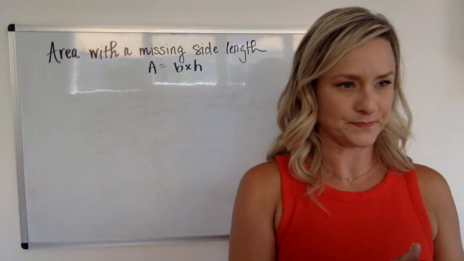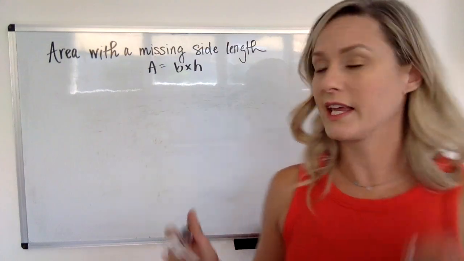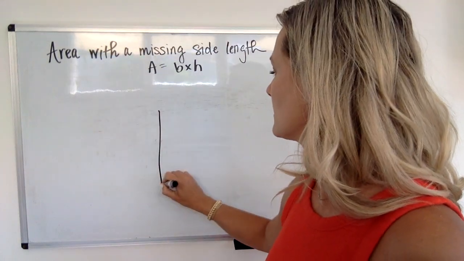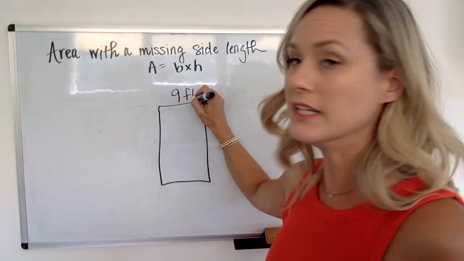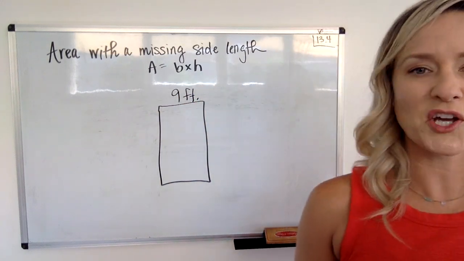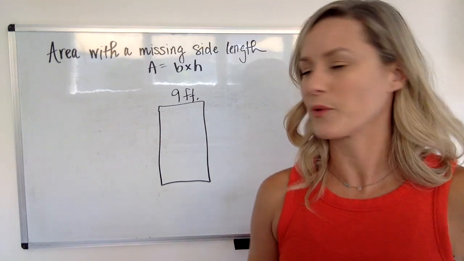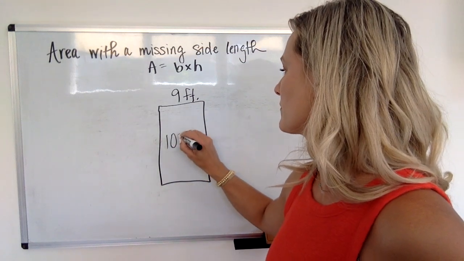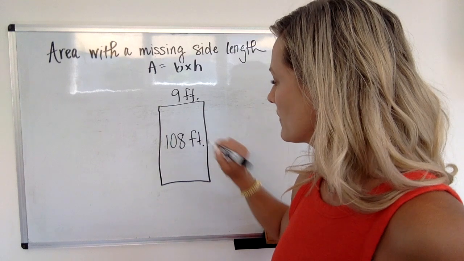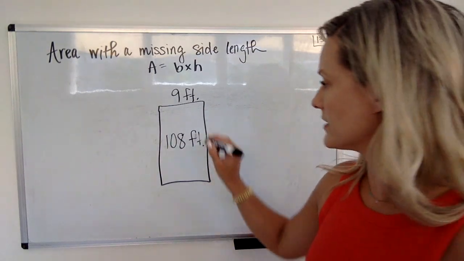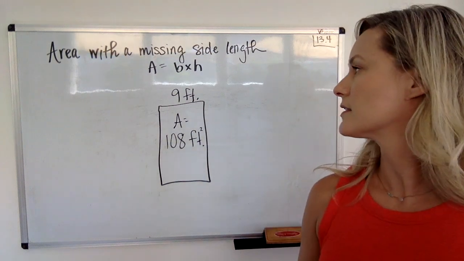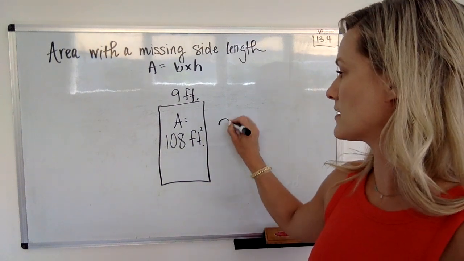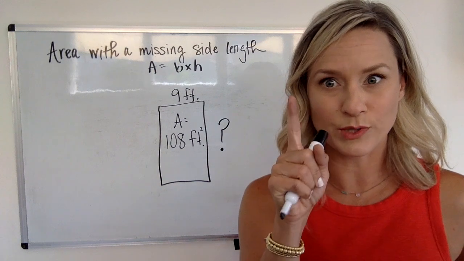Let's try another one. All right, I'm thinking, how about this? Let's go 9 feet. And let's go the area. I'm going to give you a harder one. All right, the area is, I'm going to put A equals. Okay, so we have to figure out this missing side length. What will you do?